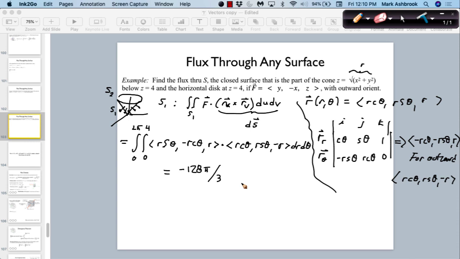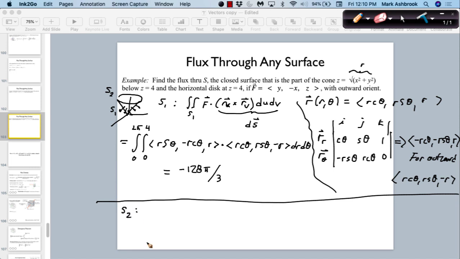So is that the flux through the closed surface? Nope. It's not, because we need to also do S2. So S2. And what do you see about S2? Yep. So what does that mean? Yeah, we can avoid the whole cross product part of this, and we can do it this way. Do F dot N dS.